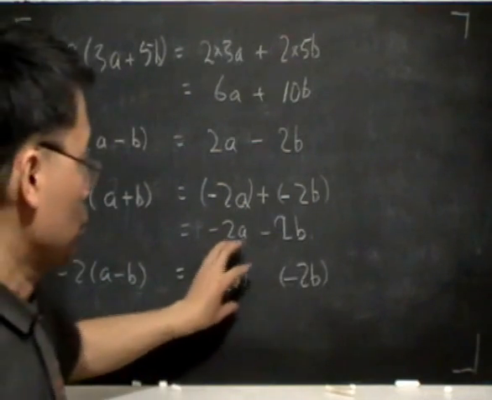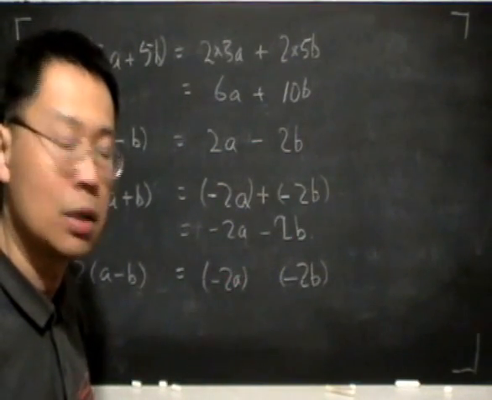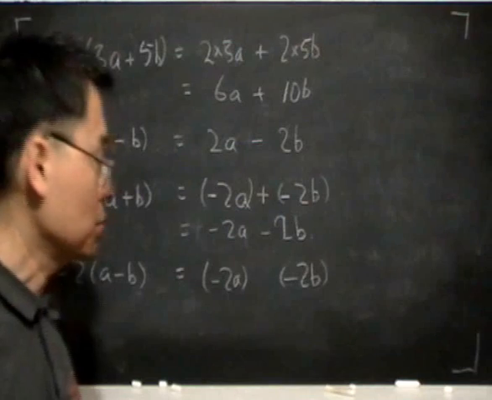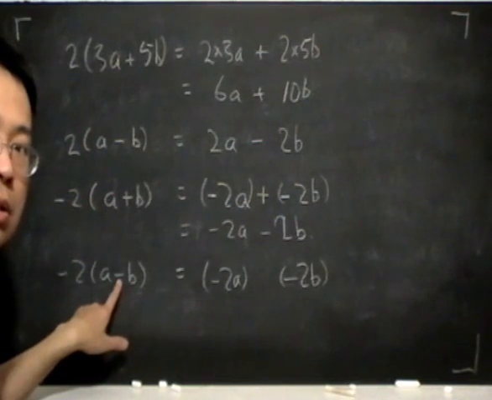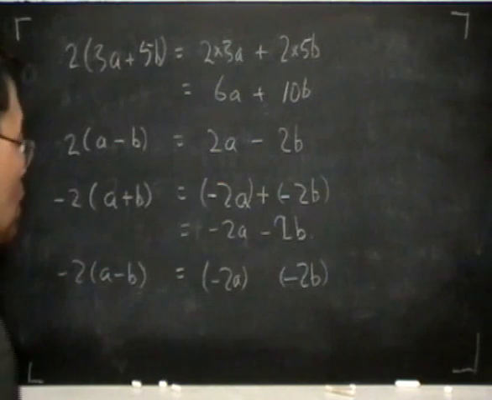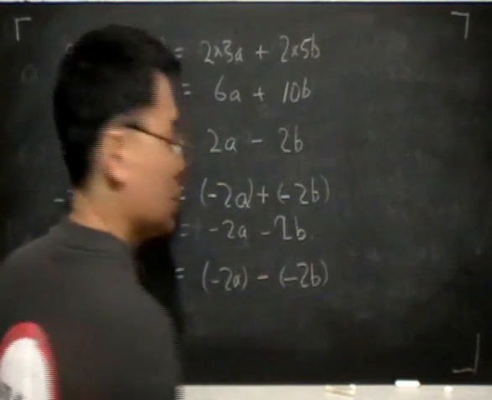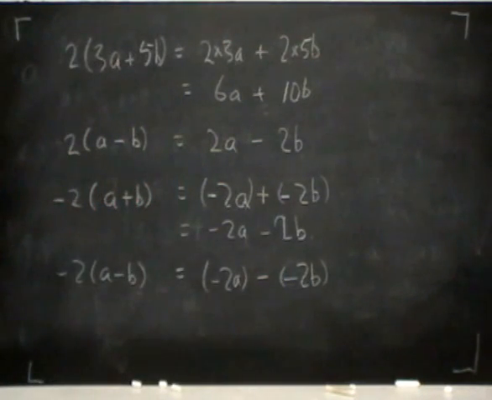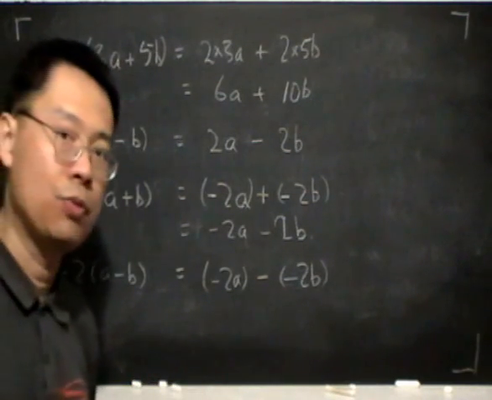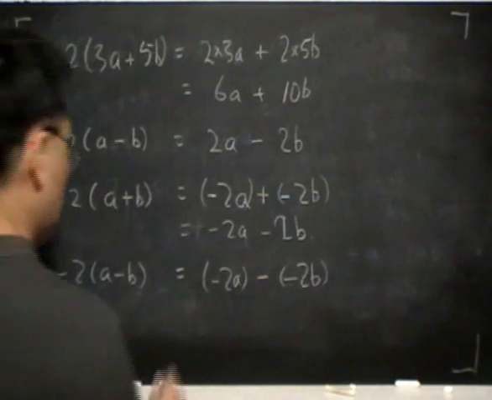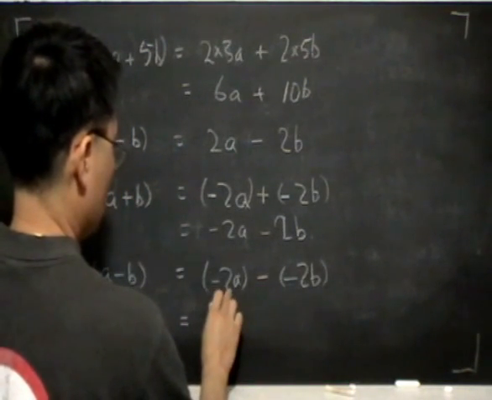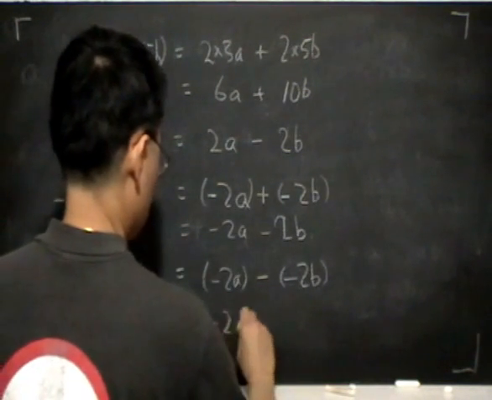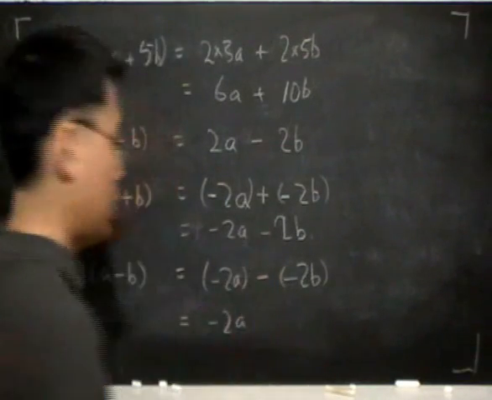Because we are going to have to either add or subtract these two terms. In this case, it's a minus there in the bracket, so I should have a minus there. Alright, now let's remove all the brackets. Bracket of minus 2A is just minus 2A.